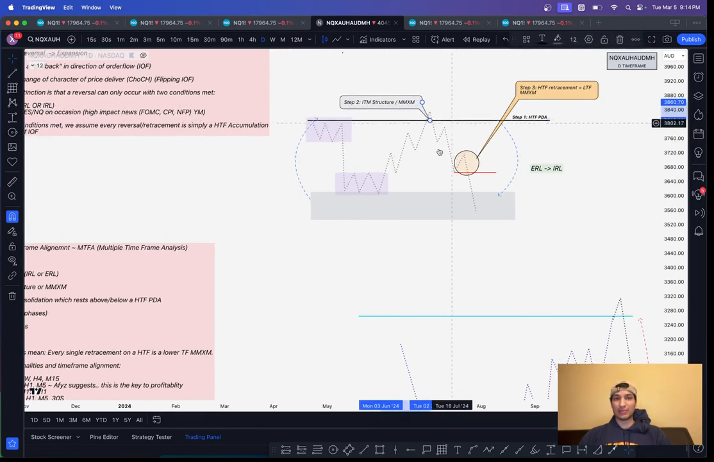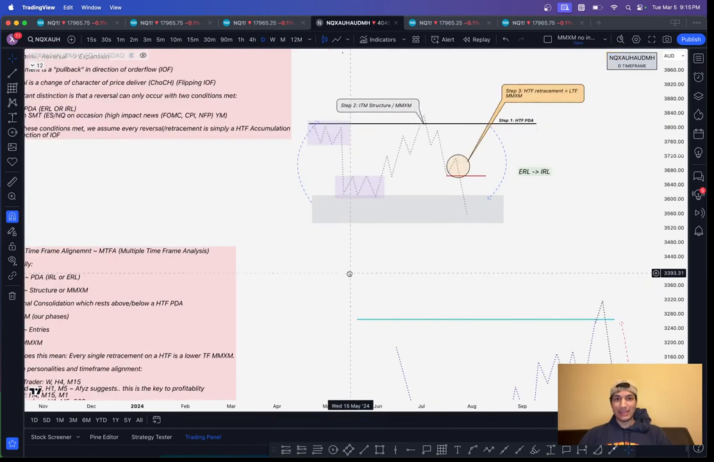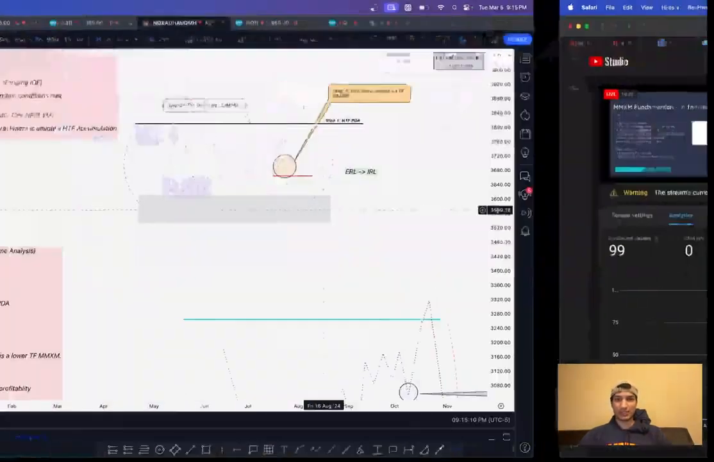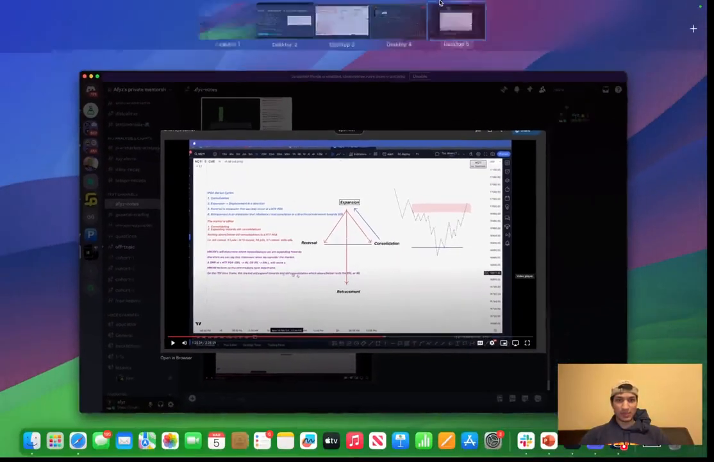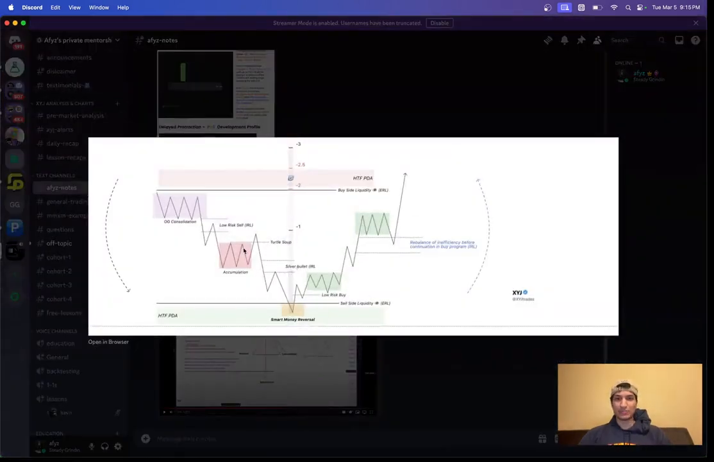So as we can see, if we think about it in steps, the first step is going to be trading into a higher time frame PD array, external range liquidity. Now what we're going to look for on the intermediate time frame is a full and complete market maker model. It's going to look something like this. I'm going to switch these orders. We want to see this type of structure on our intermediate time frame.